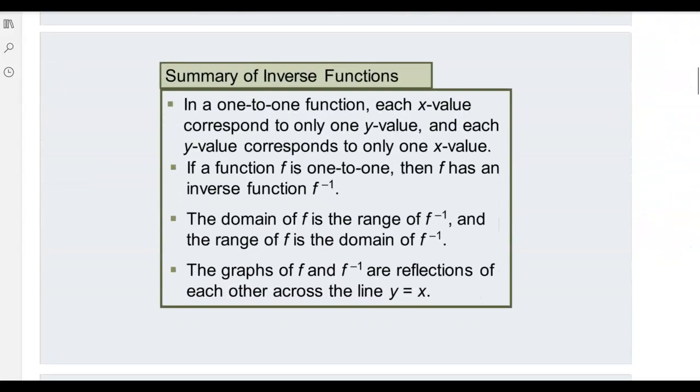This slide has a summary of what happens when we find the inverse of a function. The domain and the range switch. So anything that was an x value becomes a y value, and vice versa. And because of that, we get these reflections across the line y equals x.